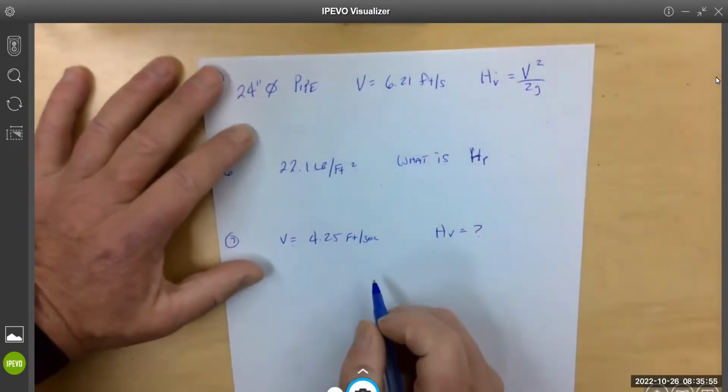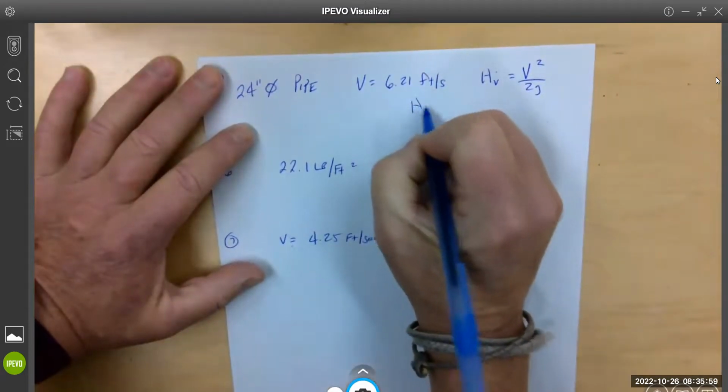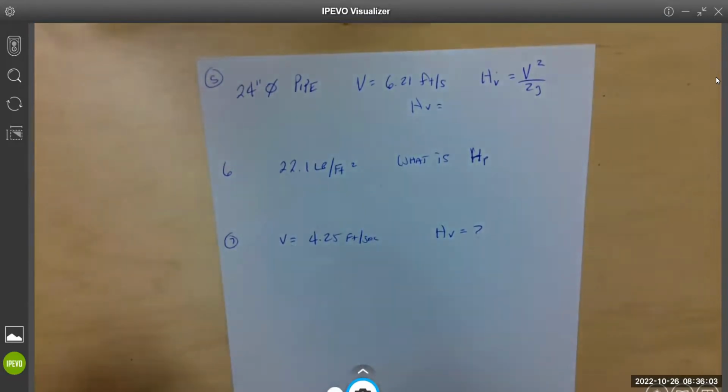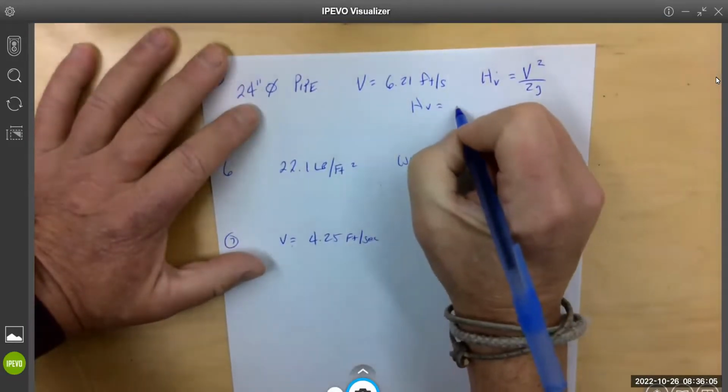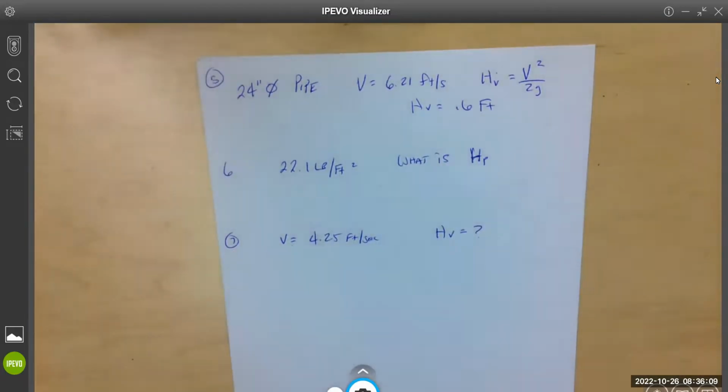Given a velocity of 6.21, pretty simple. What'd you end up with for the velocity head? 26.6 feet. So yeah, just make sure your units work out to feet on all the heads. So any heads that you're working with.